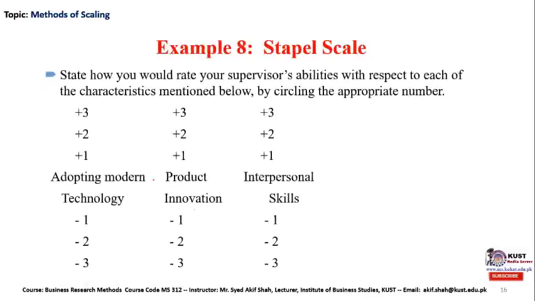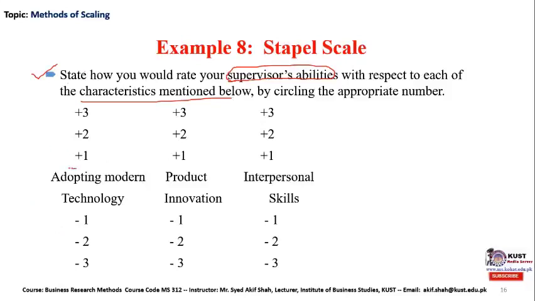Here is an example where the researcher is interested to know how you would rate your supervisor's ability with respect to each of the characteristics mentioned below by circling the appropriate number. The positive sign shows that the supervisor's abilities are quite good, and when the employee or subordinate thinks that the supervisor's abilities are weak and not appropriate, they can give a negative number. Here we not only find out the positivity or negativity, but we can also intensify the response of the respondent.